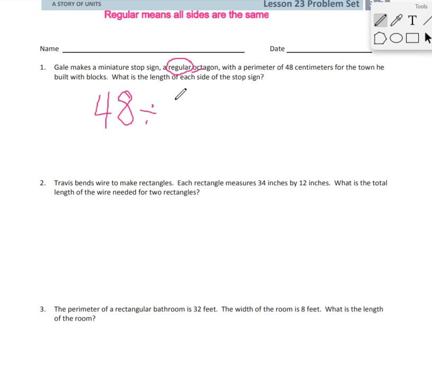So this only works with regular shapes. When you are given a total perimeter, you can divide by the amount of sides, and it will tell you the measurement of each side. Again, you can only do this when all the sides are the same. You cannot do this for an irregular shape. You cannot do this for a rectangle because in a rectangle, 2 of the sides will be different.